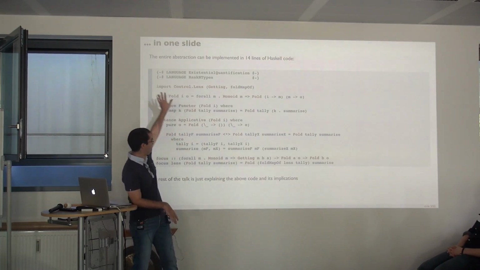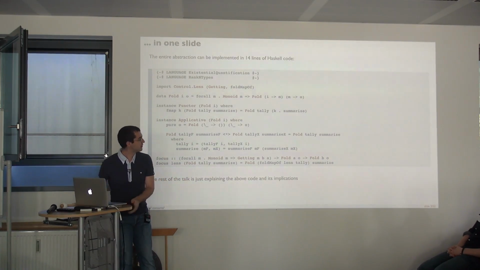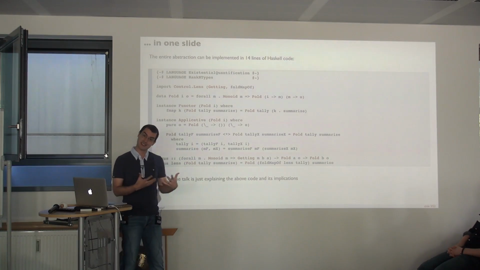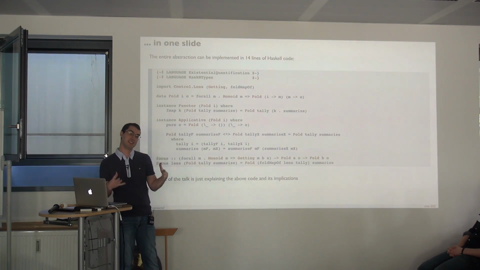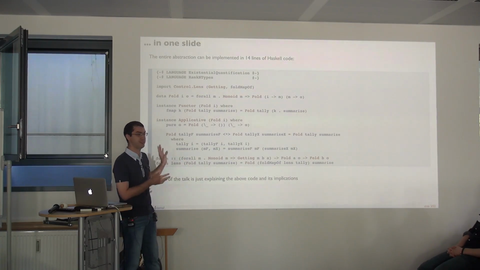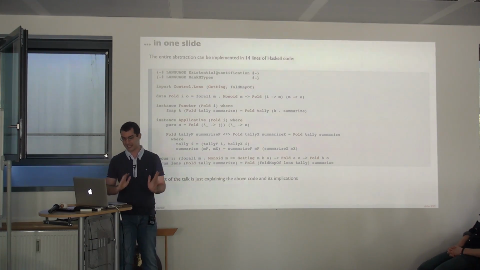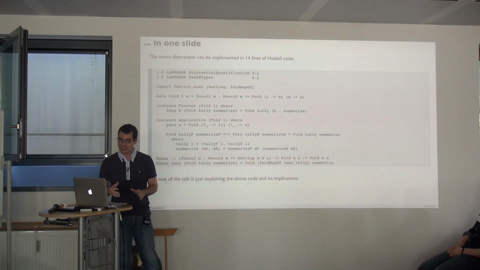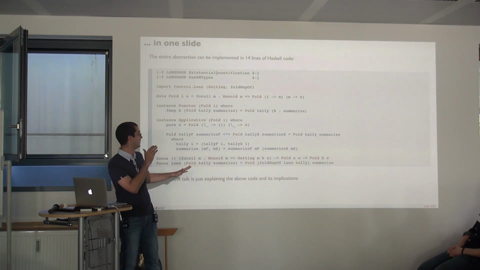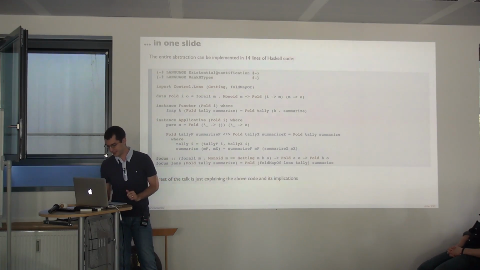So I don't expect you to understand all these lines of code immediately up front. I'm going to introduce them slowly as the talk goes on. The point of the slide is basically to illustrate that everything in this talk can be condensed to just 14 lines of Haskell code. This is so short that you could literally just paste it into your project and use what I'm talking about without even a library. Most of this talk is just going to be explaining what these 14 lines of code mean and what the implications are of what you can do with this code.